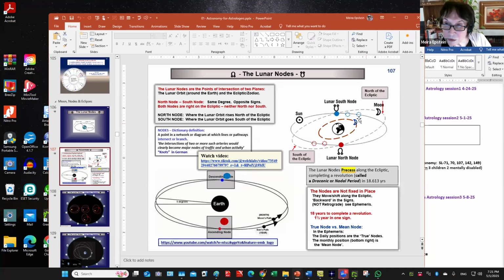So, I don't need to say more than this. The red dot and the blue dot are the nodes. Agreed? And one is north, one is south, because the north is where the orbit of the Moon goes north of the ecliptic. The south is where the orbit of the Moon goes south of the ecliptic. That's it. But it's the intersection itself that really matters.